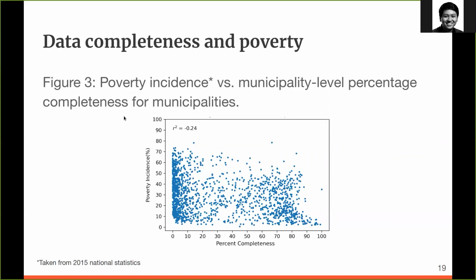We'd like to note, though, that a caveat of this analysis is that the poverty data is from 2015 and the percentage completeness data is for 2020. So a reason why it might not be correlated is because the data is from different times. So it could be that now an area is fully mapped, the poverty there is less high, and so on.